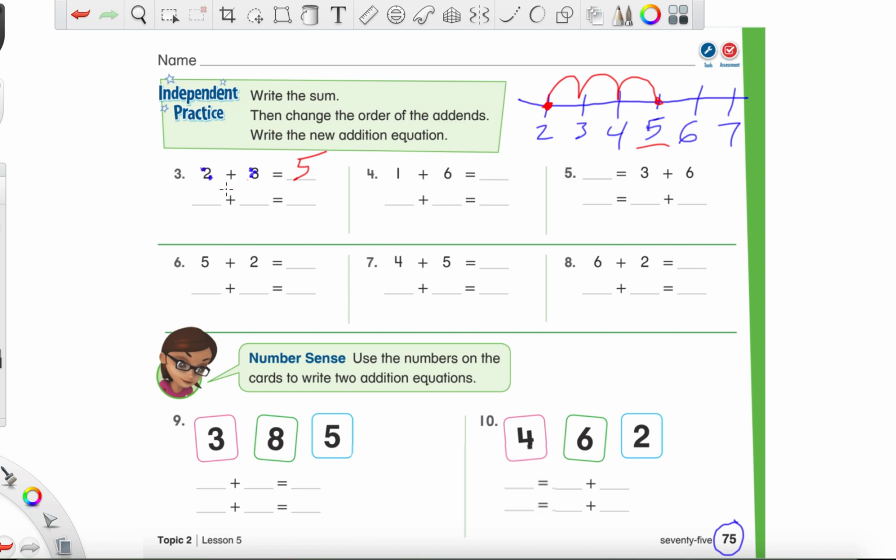Okay, so now we just have to rearrange these numbers to fit a different order, right? Because we can add in any order. Now what I want you to do is show me the other way we can add these 2 numbers to make 5. Do that all on your own, and then we'll check back in just a second.